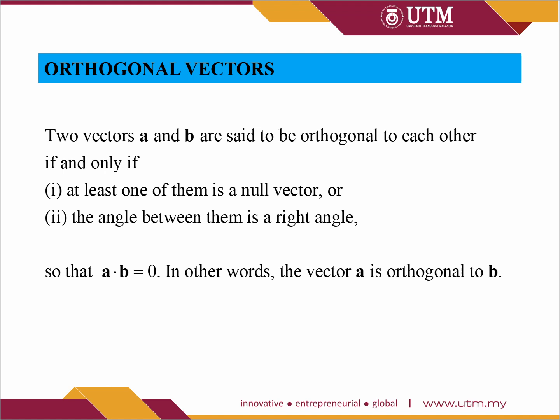Now, about orthogonal vectors. Orthogonal means 90 degrees or perpendicular, as I mentioned just now. Two vectors are said to be orthogonal to each other if and only if at least one of them is a null vector or the angle between them is a right angle, which means 90 degrees. So A dot B equals 0. In other words, the vector A is orthogonal to B.